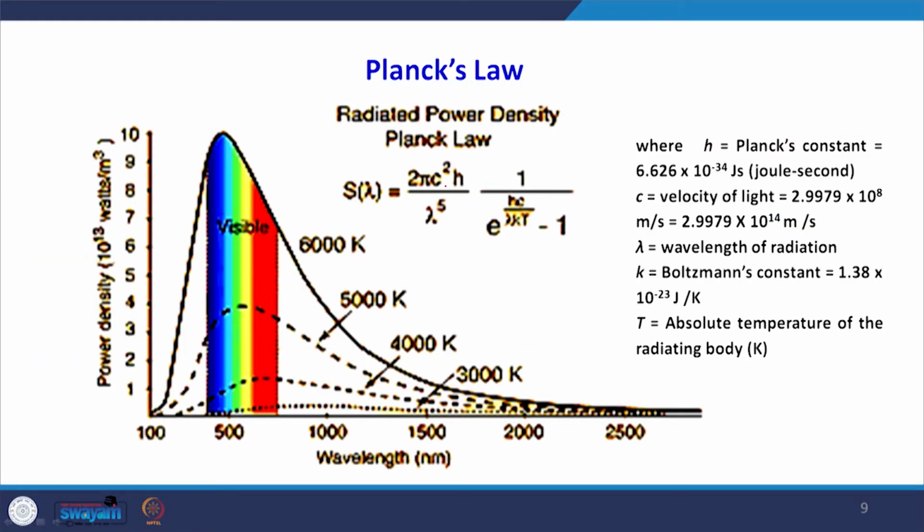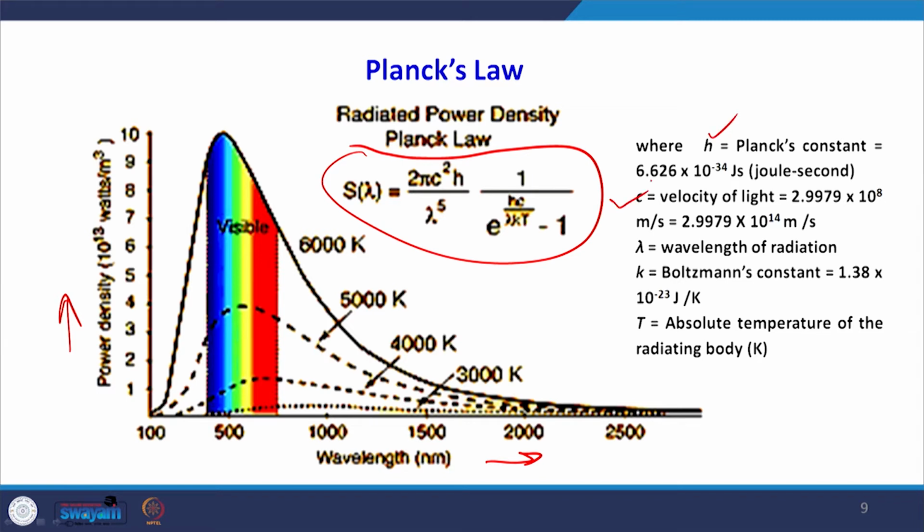Then in this curve, the wavelength is drawn on the x-axis, for different wavelength regions, and the power, the energy, is on the y-axis. So we can see here using Planck's law. Planck has given a very important mathematical equation which is written over here, and the different terms are defined where h is Planck's constant, c is the velocity of light, lambda is the wavelength of the radiation, and k is one more constant here, the Stefan-Boltzmann constant, and T is the absolute temperature of the radiating body or maybe the black body.